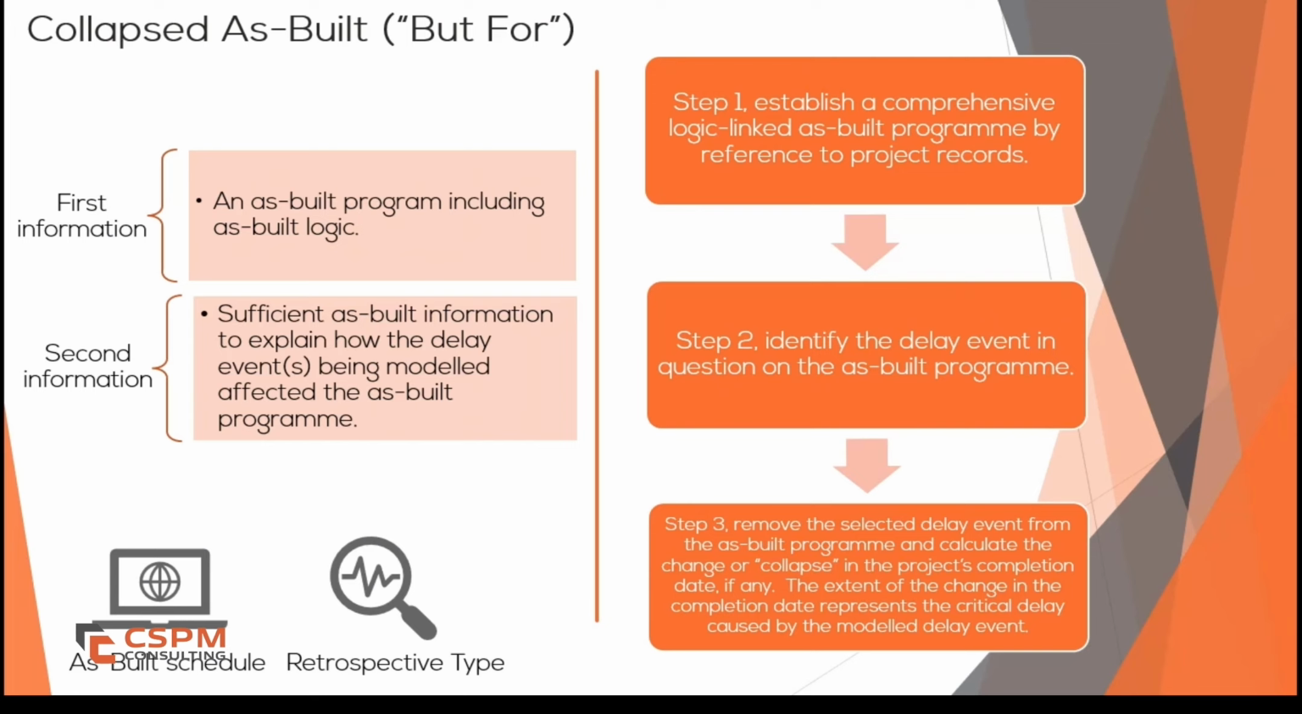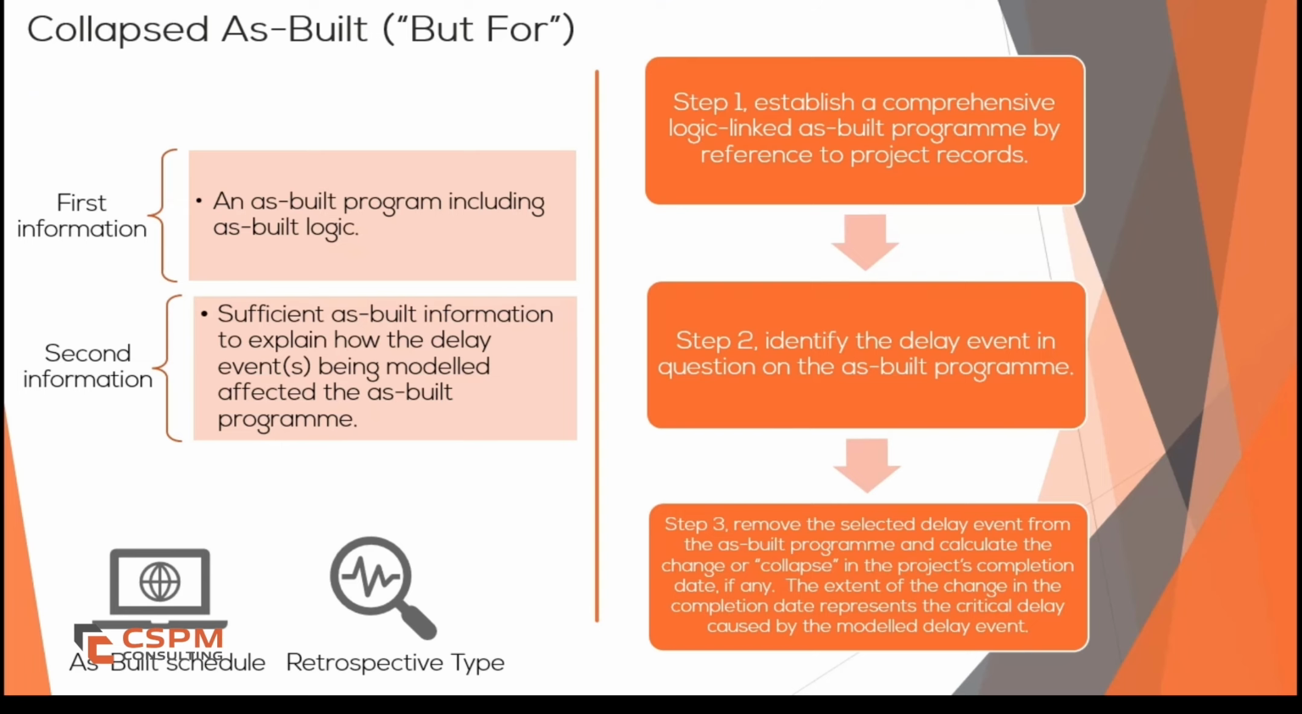How is collapsed as built performed? The process follows three key steps. First, obtain a fully developed as-built schedule. This schedule should incorporate all project records, including reports, site inspections, meeting minutes, and progress updates. It must reflect actual start dates, actual durations, actual finish dates, and delays that impacted the project's completion.